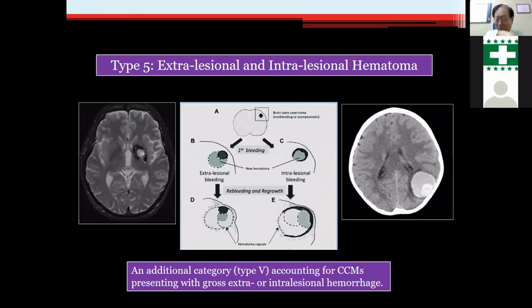Okay, so right now what we are talking about is the extra-lesional or intralesional hemorrhage. If you look at this CT image, you see there are two different densities here. So it indicates that there is hemorrhage at different times in this area.